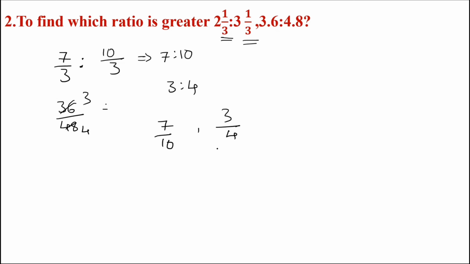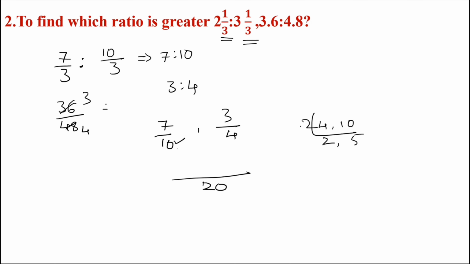So I am making the denominators equal. The values are 10 and 4. We can find the LCM in this way: take the bigger number, 10, and take its multiples. 10 ones are 10. Is it divisible by 4? No. 10 twos are 20. Is it divisible by 4? Yes. So 20 is the LCM. Means choose the biggest number and find its multiples. The least multiple which is divisible by all the given numbers is said to be the LCM.